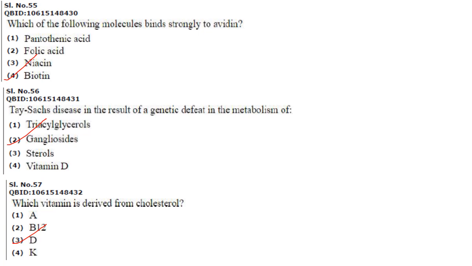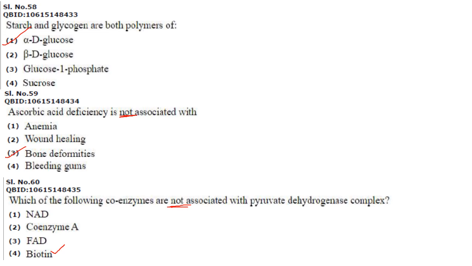Then which vitamin is derived from cholesterol? It is vitamin D that is derived from cholesterol. So answer is option 3. Then next one, starch and glycogen are both polymers of alpha D glucose. Ascorbic acid deficiency is associated with... ascorbic acid deficiency is vitamin C deficiency and it is not associated with bone deformities. They have asked for not associated. So it is not associated with bone deformities.